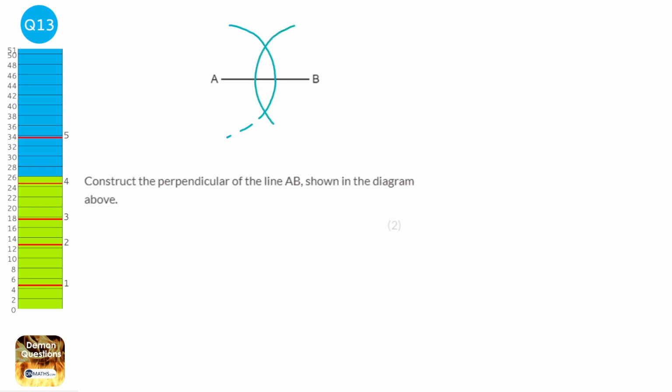And you can see that the two arcs intersect here and here. So what we're going to do is just draw a straight line that joins up where they intersect. Leave your workings out, your arcs, on the page when you do this to make sure you get full marks.